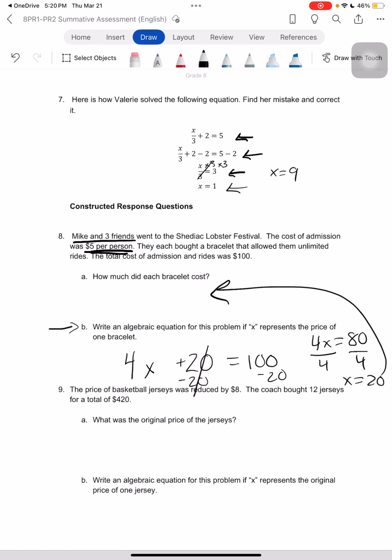Okay, and then the last question. So the price of basketball jerseys was reduced by 8. So x minus 8. Okay, the coach bought 12 jerseys. That goes in the front for a total cost of $420. So I need to distribute the x.